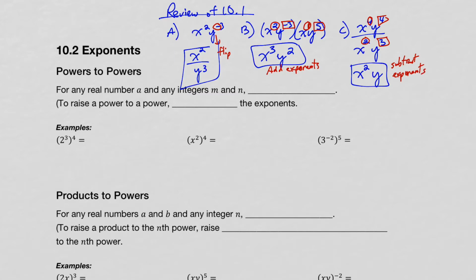So that brings us to some more properties of exponents in 10.2, and that's called power to a power, and that's for any real number a and any integers m and n. We have a to the m raised to the n power. That's going to be multiplication. That's the shortcut.